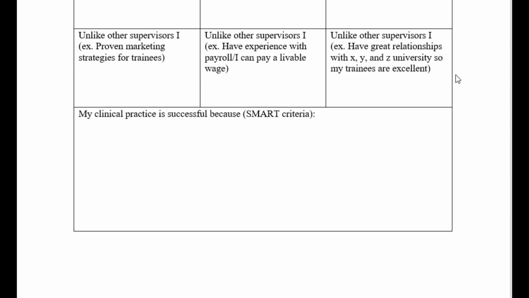When we talk about SMART criteria, we mean specific, measurable, attainable, realistic, and trackable criteria. So these are things that you can see, that you can count. So you won't want to say things like, my clinical practice is successful because we're all happy, right? We can't really measure happiness, but you can say, my clinical practice is successful because we earn $50,000 a year. Our expenses are less than that, and so we earn a profit. You could say my clinical practice is successful because we serve over 300 members of our community every single year. So think about numbers, think about criteria that you can count.